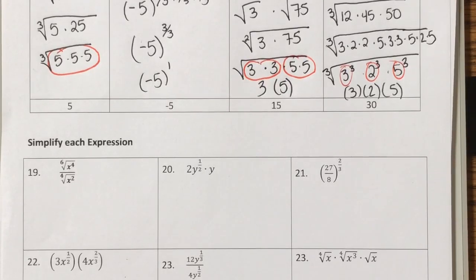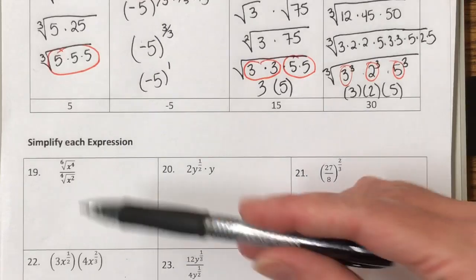Okay, so numbers 19 through 25. Very much like we just did before, simplifying each expression. You've got a lot going on here. Sometimes you're going to need to use your properties of exponents. Sometimes you want to keep it as a radical. Sometimes you want to write it in exponential form. Got to remember a few things.